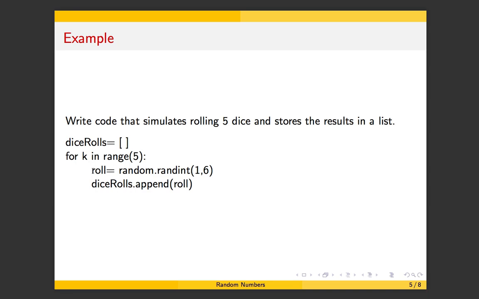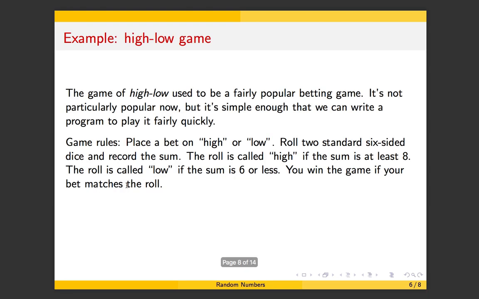And what happens inside the loop is you roll a die, choose a random number between 1 and 6. And then each of those rolls gets tacked onto this list. So after this loop is done running, dice rolls will have 5 randomly chosen numbers inside of it, all between 1 and 6. Let's do a more complicated example now using a casino type game.